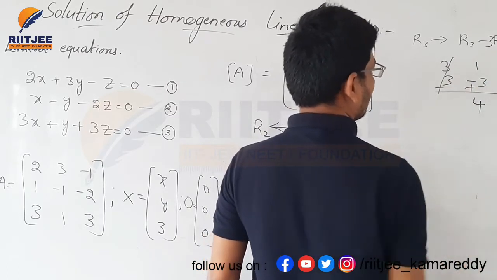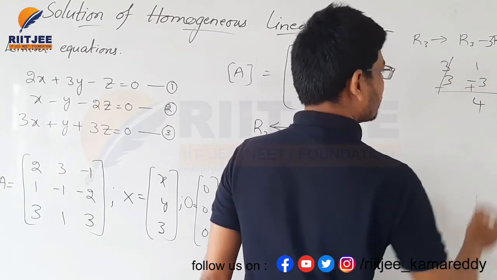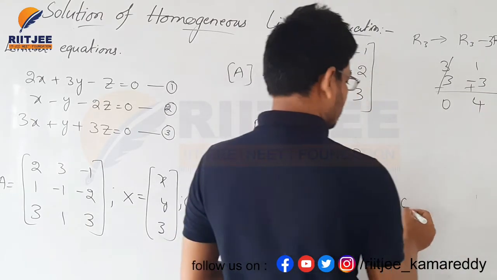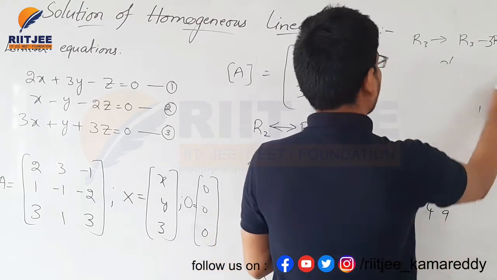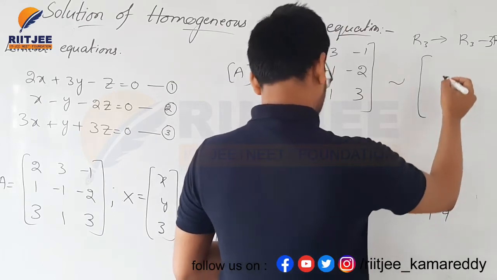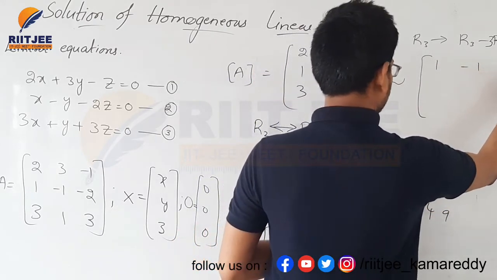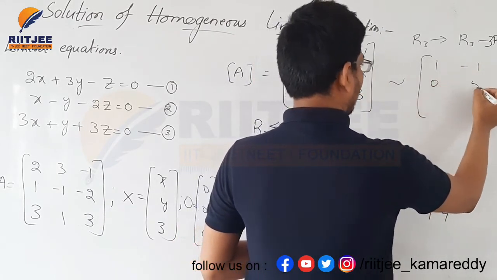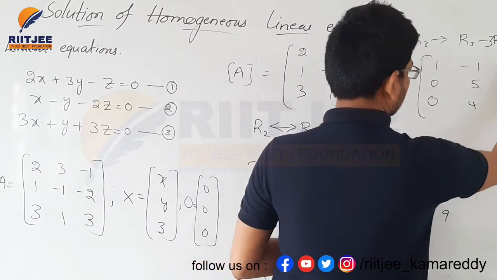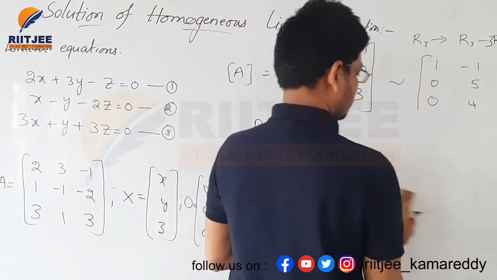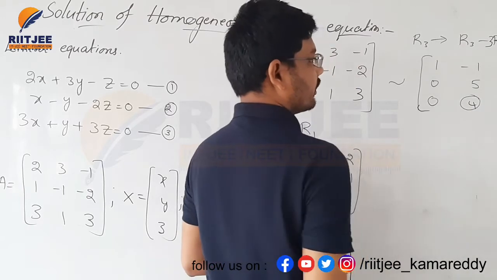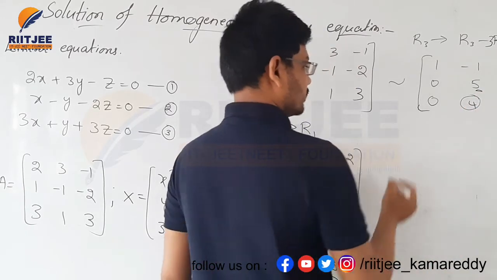1 plus 3 is 4, 3 plus 6 is 9. Write 0 4 9 right here, and write the matrix here: 1 minus 1 minus 2, and 0 5 3 here, 0 4 9 here. And the next, this term should become 0 with the base of R2.